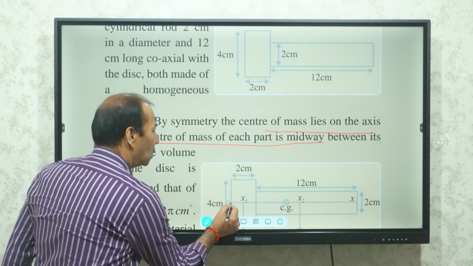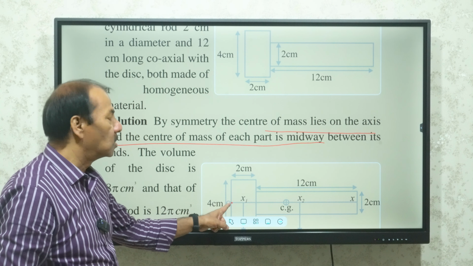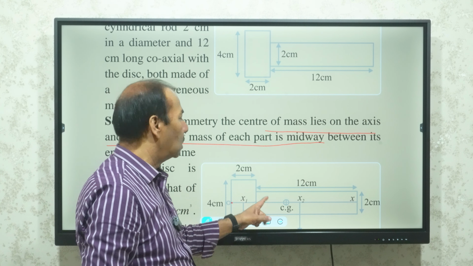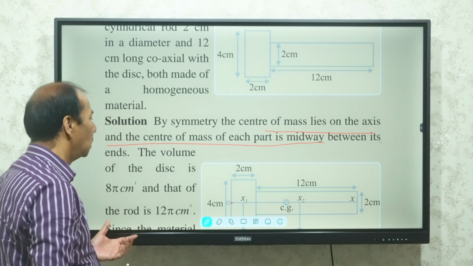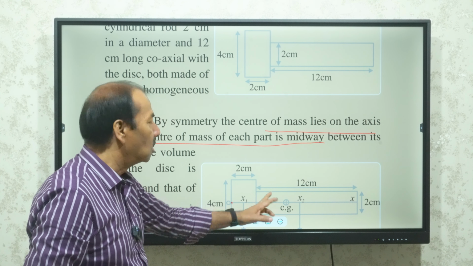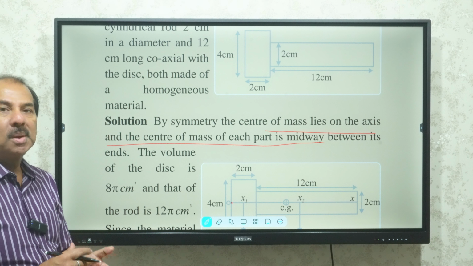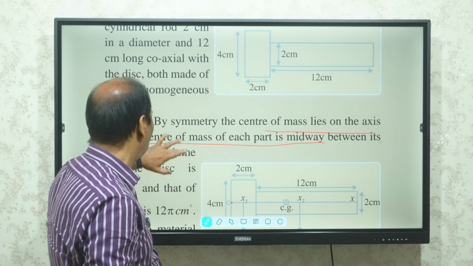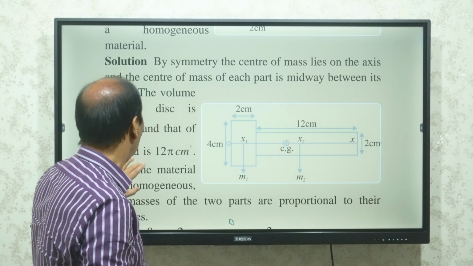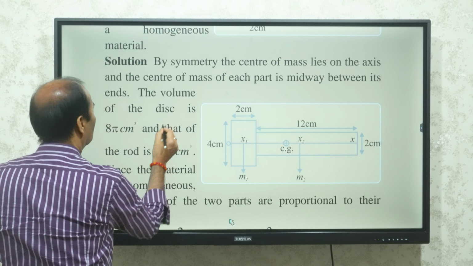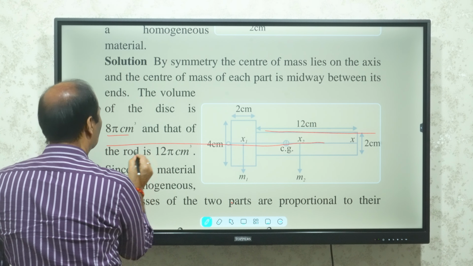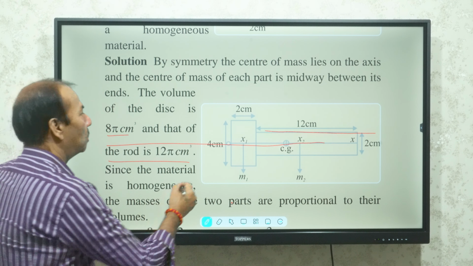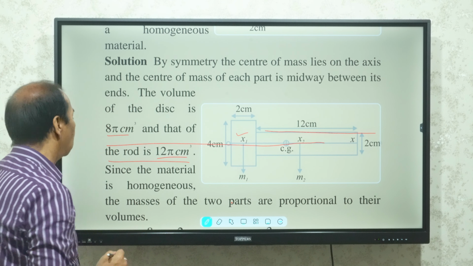Now suppose O is taken as a reference point at the extremities of this disc. As both parts are homogeneous, the mass of this part or this part will depend on the volume, and if the density is same, it will be proportional to the volume. The volume of the disc is 8 pi centimeter cube, and that of the rod is 12 pi centimeter cube.